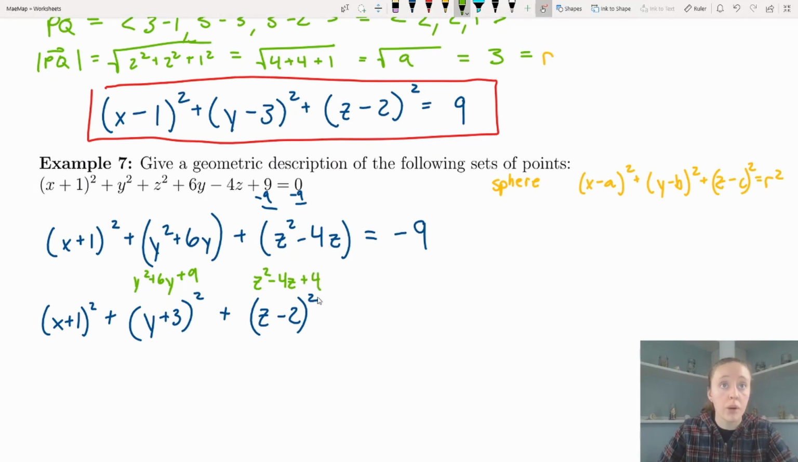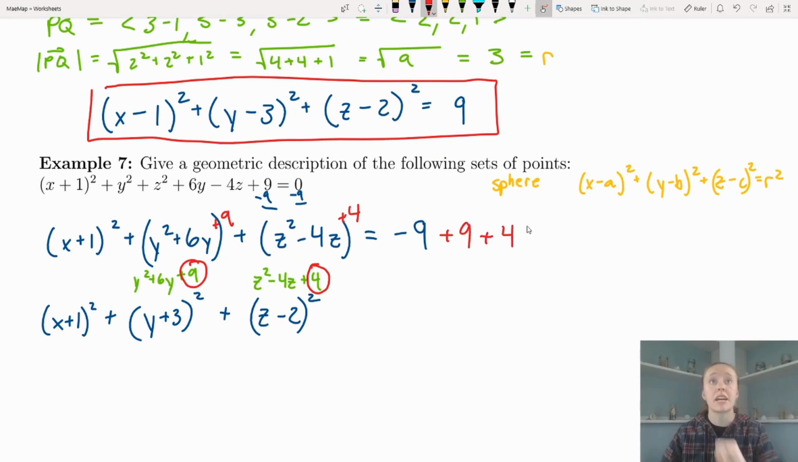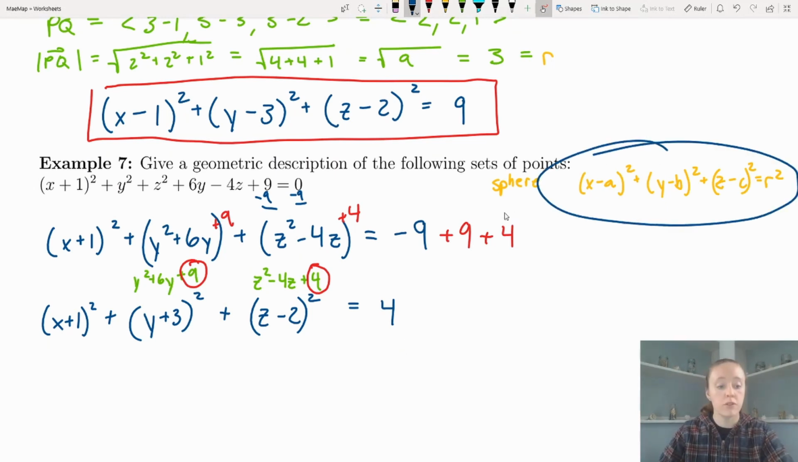So you can see if I was to write that out, that would be z squared minus 4z plus a positive 4. Now looking at this, in order to get y plus 3 squared, I added 9. And in order to get z minus 2 squared, I added 4. So because I added 9 and I added 4 to my left-hand side of my equation, I have to add 9 and I have to add 4 to my right-hand side of my equation. So negative 9 plus 9 is 0, plus 4 is 4. And there you have it. We're in the form for our sphere.